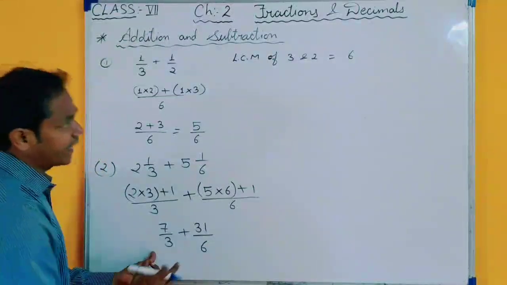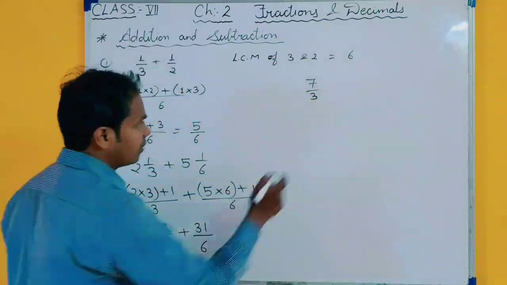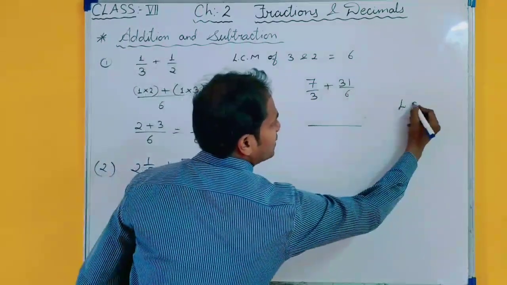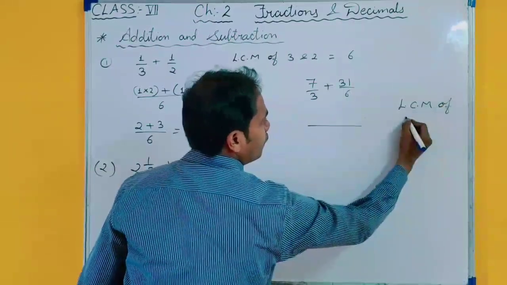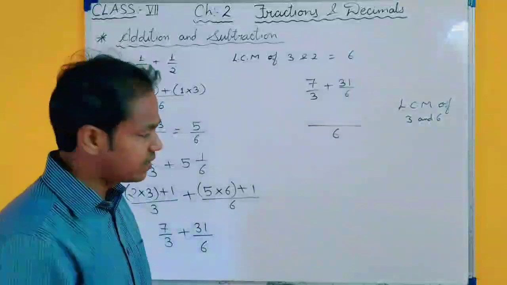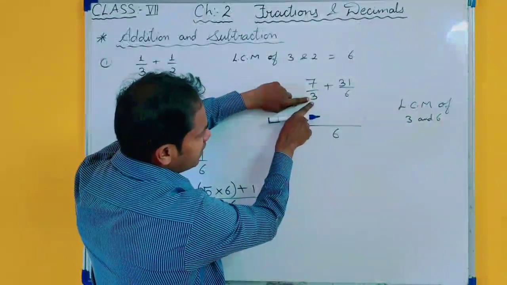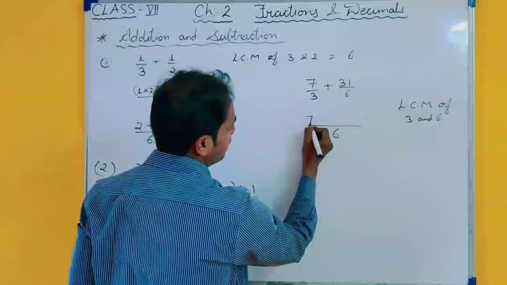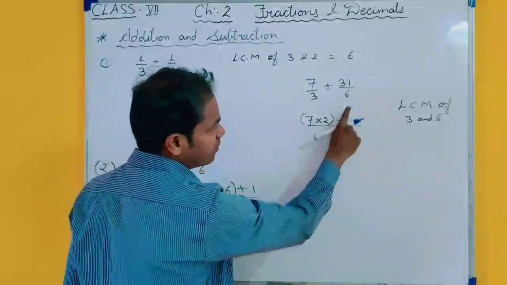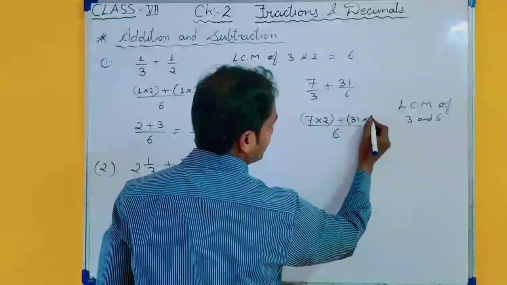Now what will you do? You will take LCM of these numbers. I am writing the same digits here: 7 upon 3 plus 31 upon 6. Now LCM of 3 and 6. What is LCM of 3 and 6? LCM of 3 and 6 is 6. Now again count how many times your LCM 6 comes in table of 3. 3 twos are 6, 2 times. So 7 multiplied by 2. And how many times does 6 come in table of 6? 6 ones are 6, 1 time. So 31 multiplied by 1.